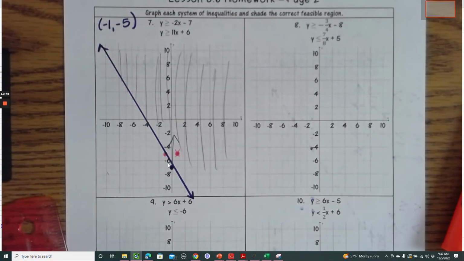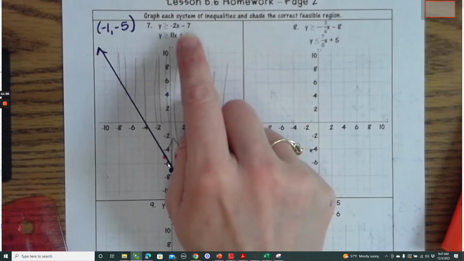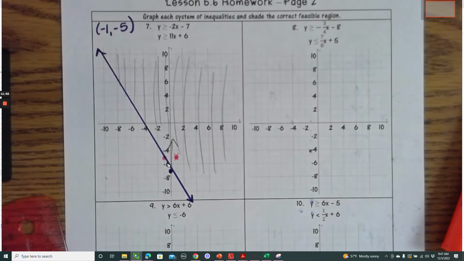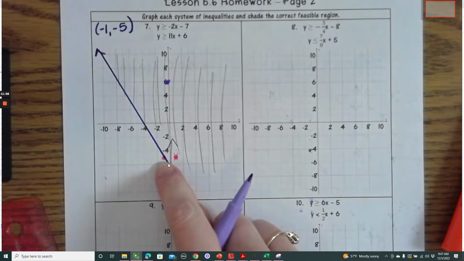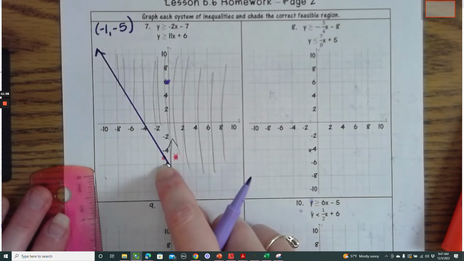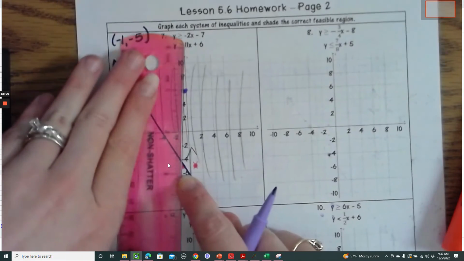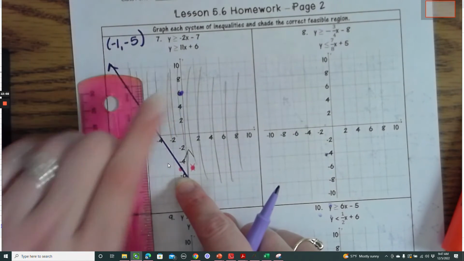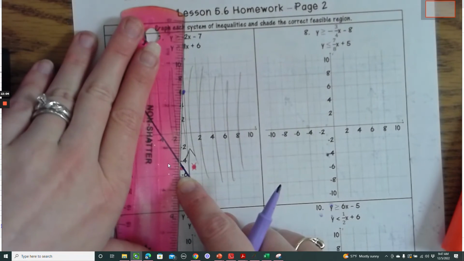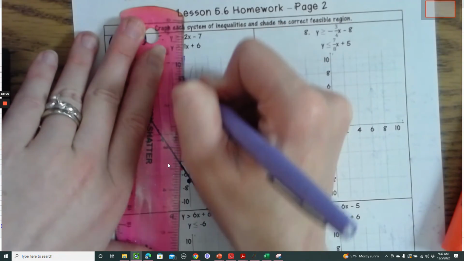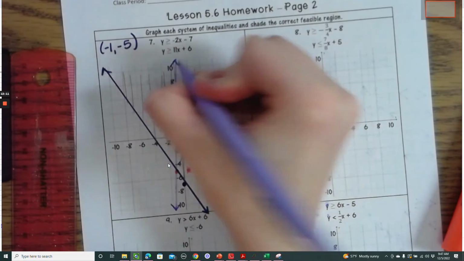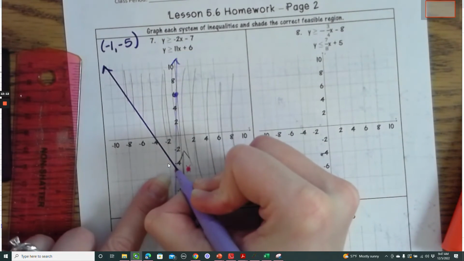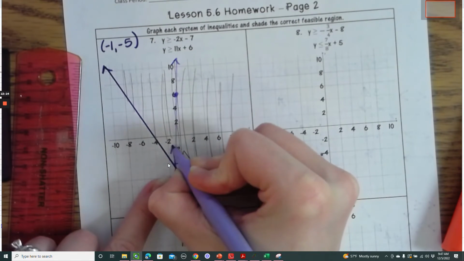Okay, then I do the other line, 11x plus 6. The plus 6 means there's going to be a point on the y-axis at 6. And then that pink dot that I have there, that's my guaranteed point. Both lines are going to go through that. Solid line. And then y is greater than this one, so above.